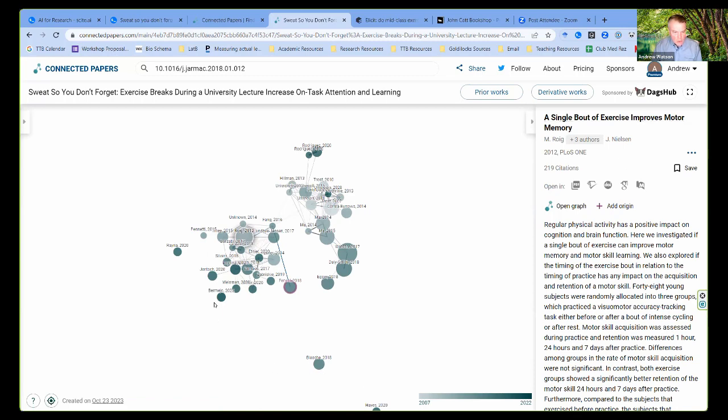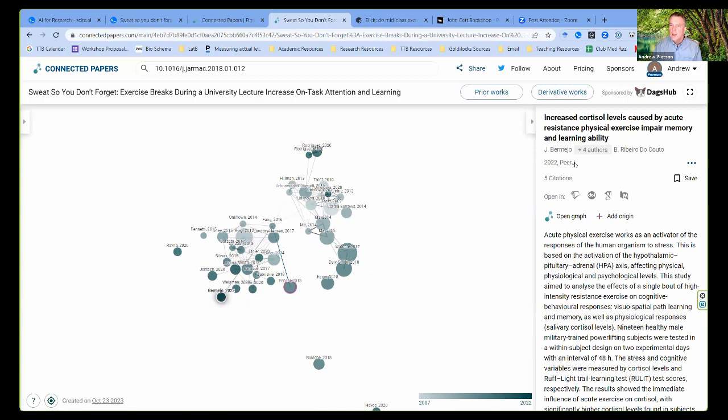So here's a recent one. This one's pretty dark. How about this one? Increased levels of cortisol caused by acute. Okay, cortisol, that's neuroscience. I don't want neuroscience research.